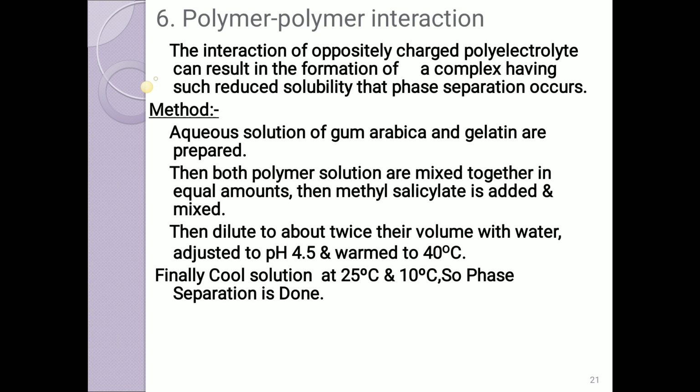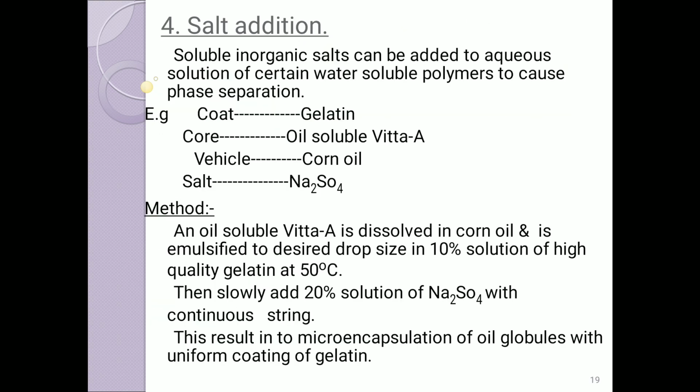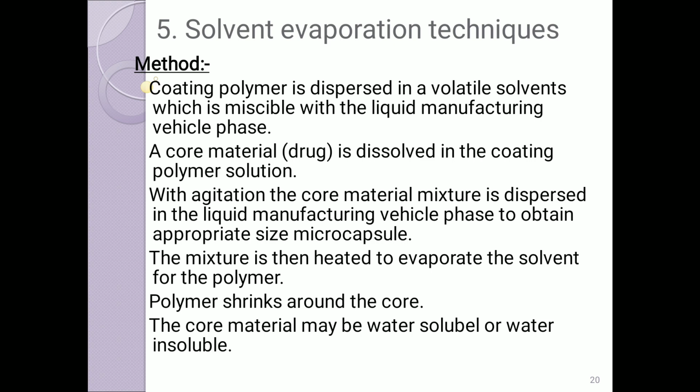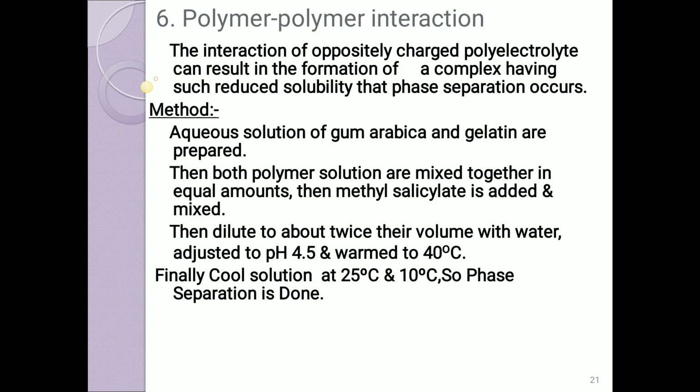Polymer-polymer interaction. In that, the interaction of oppositely charged polyelectrolytes can result in the formation of a complex with reduced solubility, so that phase separation occurs. When that complex is formed, it decreases the solubility, and because of that decrease, the one phase system is converted to a two phase system, right? Or the polymer comes out of the system.